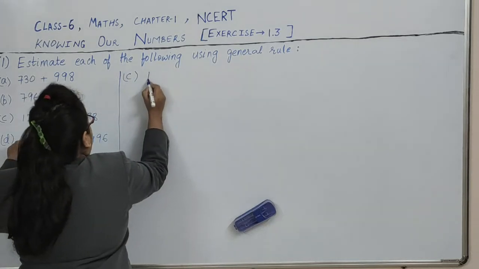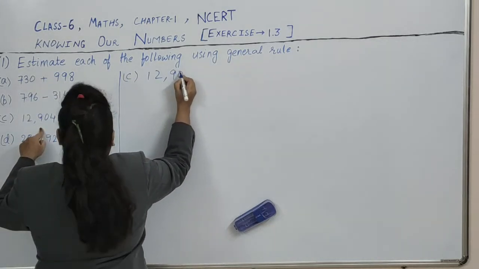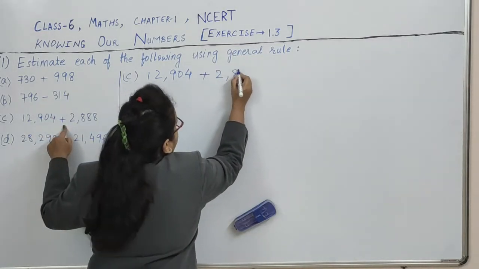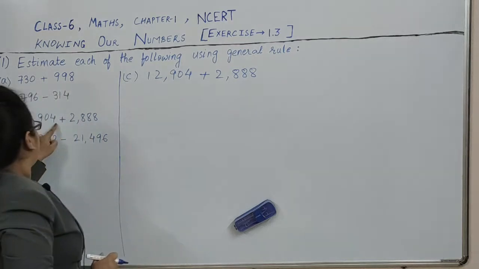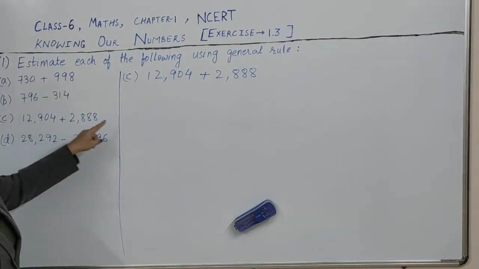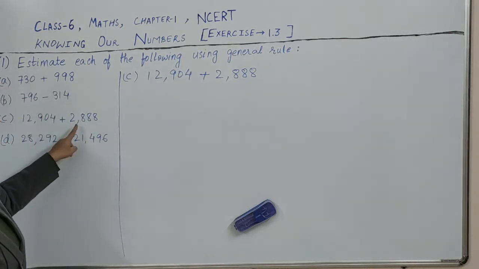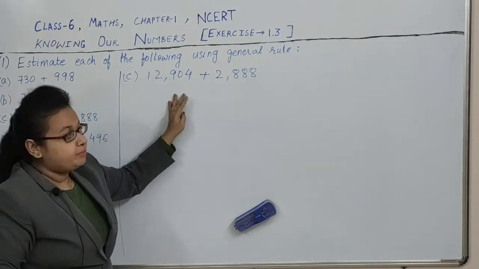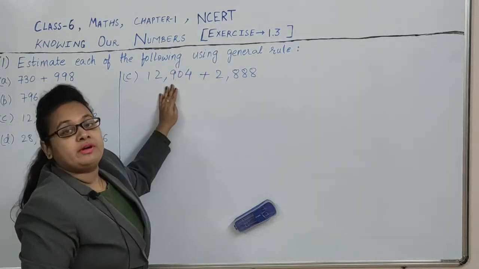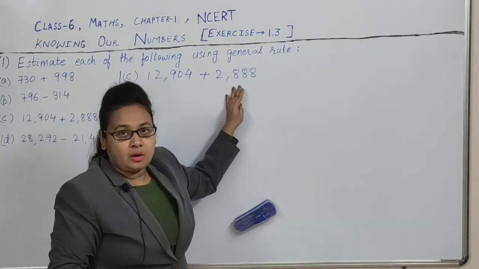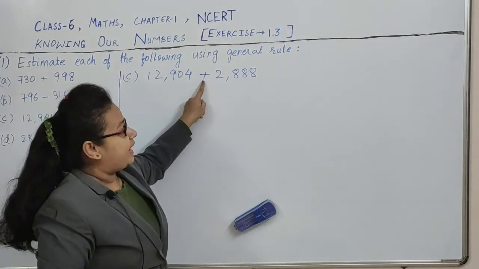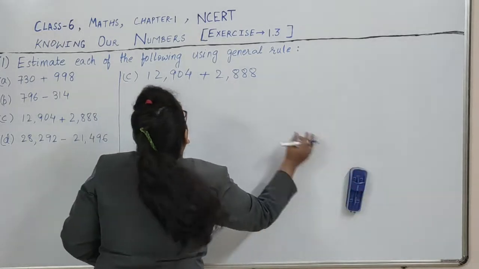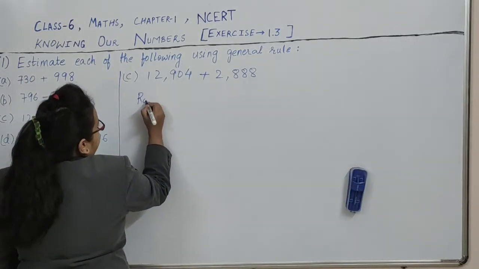See, in this, 12,904 plus 2,888. Okay, so both these numbers are in thousands. This is 12,904 and this is 2,888. Both are in thousands. So we will round off both these numbers to thousands and then we will find the estimated sum of the rounded off numbers.